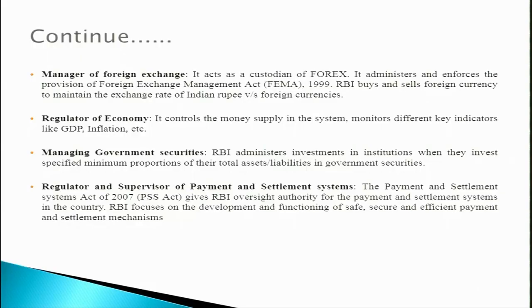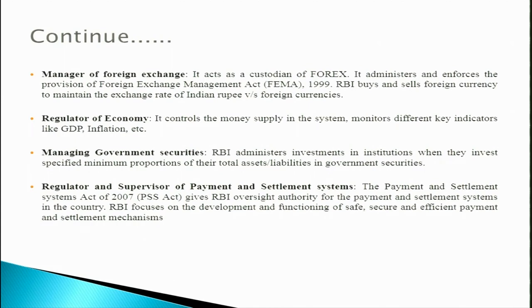And second is the Foreign Exchange Management Act. No dollar can come and go outside of India without the approval of the RBI. So if any dollar is coming into India, RBI approval is required. If any dollar is going outside of India, RBI approval is required. So it regulates the foreign exchange. Okay, so that's a very important role.